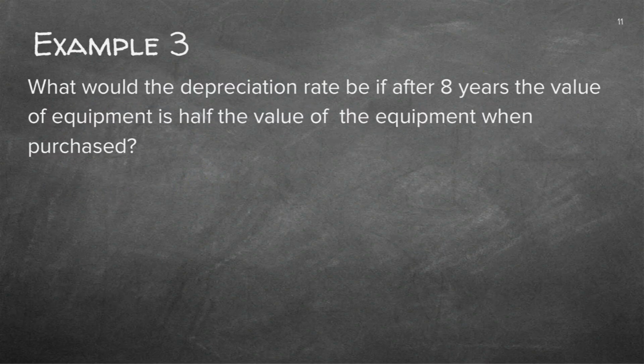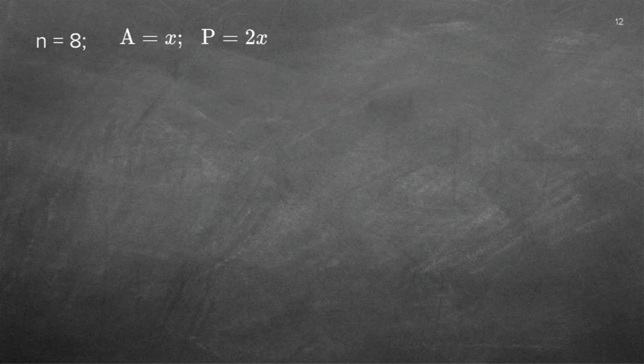Good. Let's go to example 3. What would the depreciation rate be? So let's just circle there. Depreciation after 8 years, which is my N. B, if after 8 years the value of the equipment is half the value of the equipment when it was purchased. Now, this is one of those funny ones, so let's just go to a clean page. I start off with the end value is half of what it was when it was purchased.